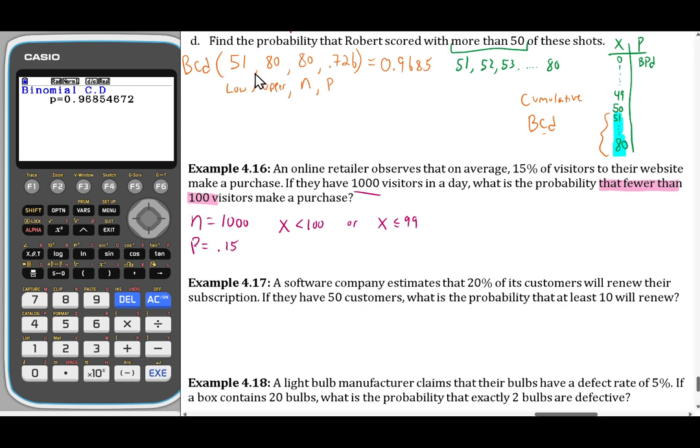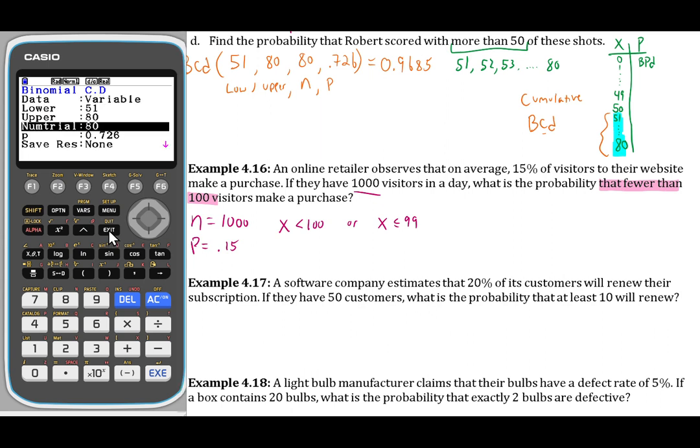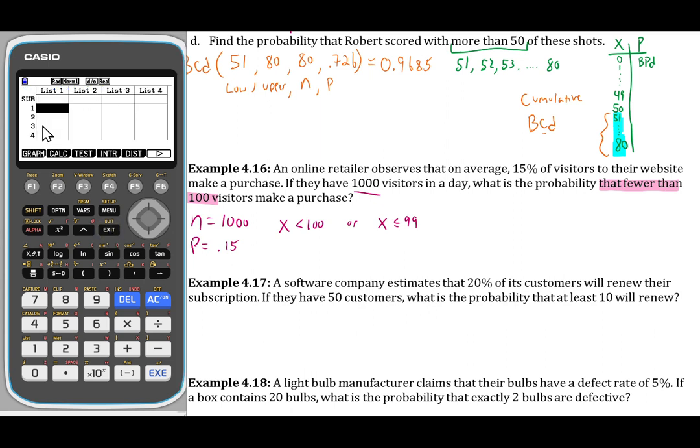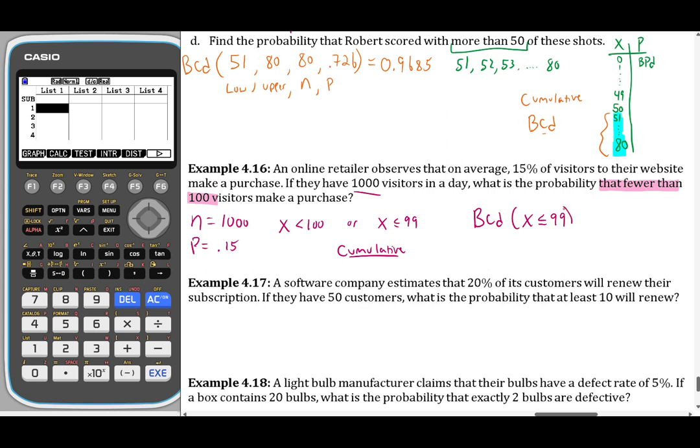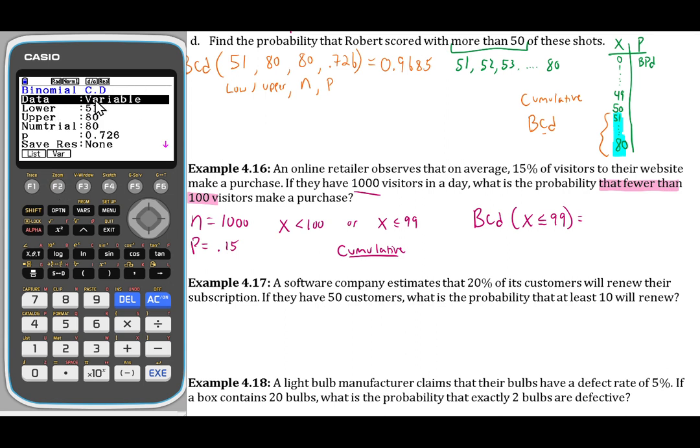So it's got to be less than 100. All right, so I'm going to show how to do this from the stats feature or the stats option. Less than 99 would be a cumulative distribution, because we're going to look for a number of different outcomes. So we're going to use the BCD of x is less than or equal to 99. Well, we're going to hit F5 for distribution, and then press F5 again for binomial, and then in this case F2 for BCD. If it's not set to variable already, make sure you do that by pressing F2.